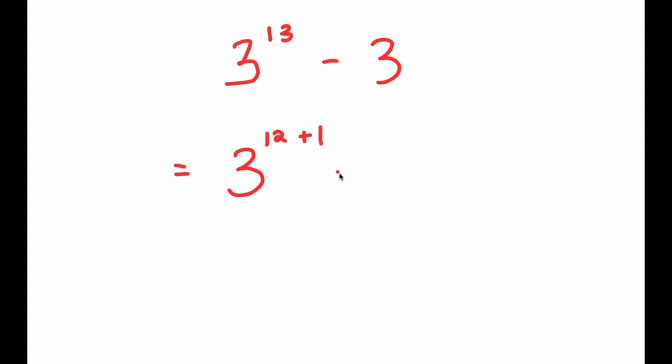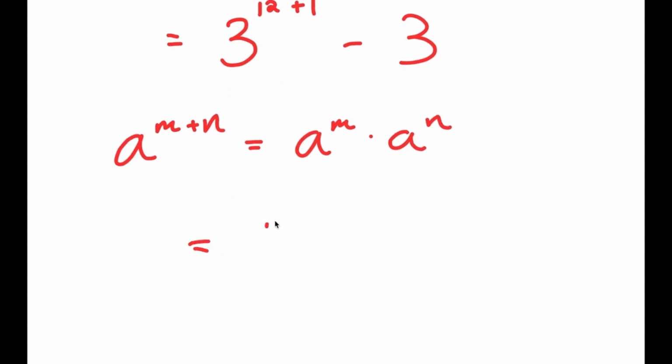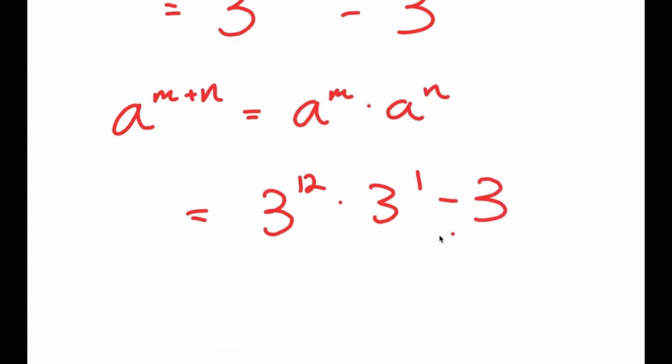Alright, so in this video, I'm going to solve the problem 3 to the power of 13 minus 3. To solve this, I'm going to first start by rewriting this as 3 to the power of 12 plus 1, minus 3. Now if I have something in the form a to the power of m plus n, this is equal to a to the power of m times a to the power of n. So I get 3 to the power of 12 times 3 to the power of 1, minus 3.